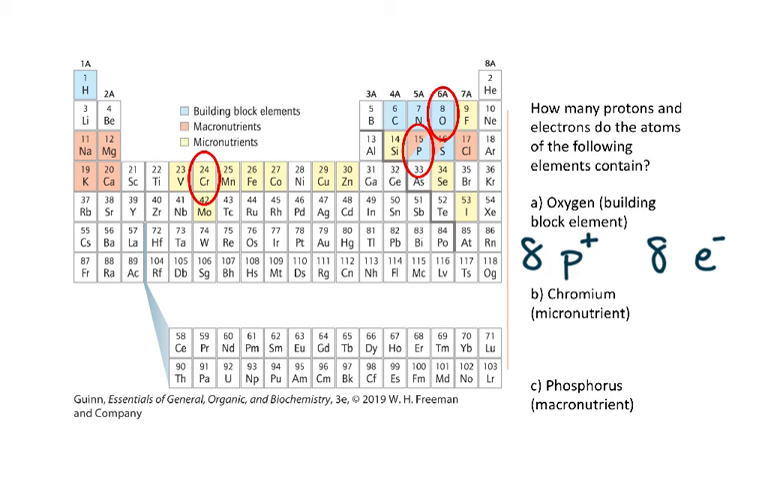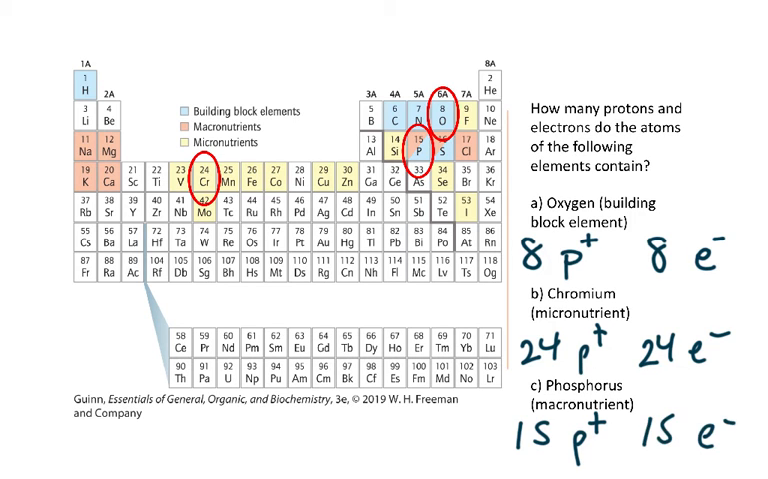Chromium is a micronutrient found here in the transition metals. It's element number 24, so we know it has 24 protons. It's neutral, so it has 24 electrons. Phosphorus, element number 15, so right away we know it has 15 protons. If it's neutral, how many electrons does it have? Also 15. You get the pattern here.